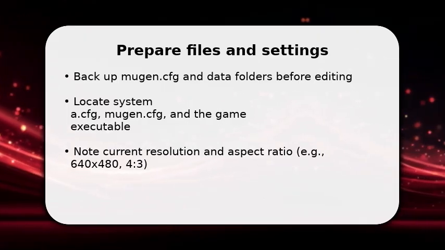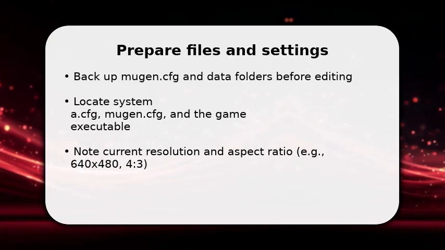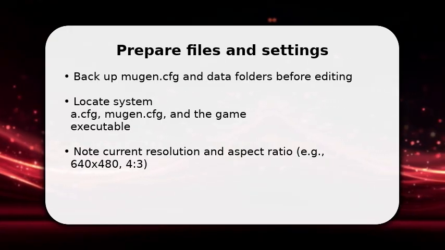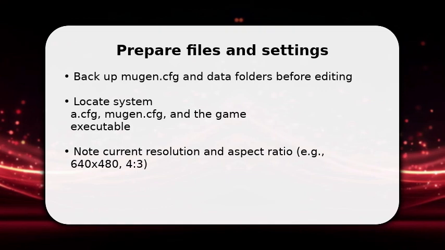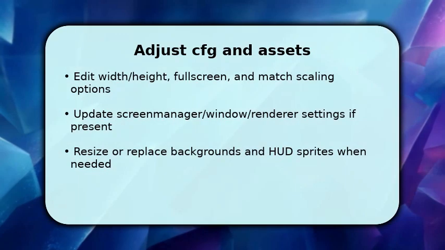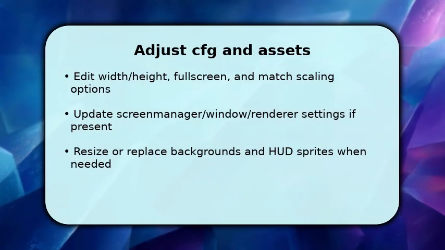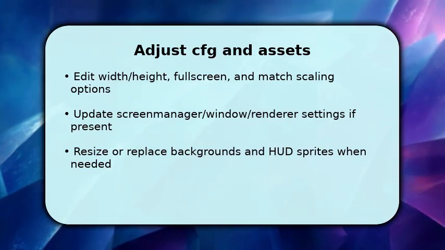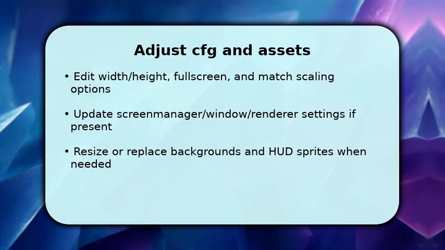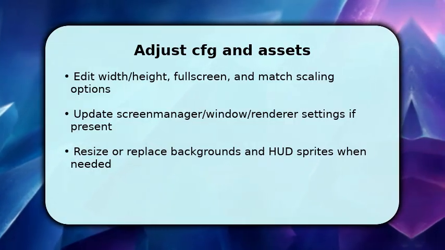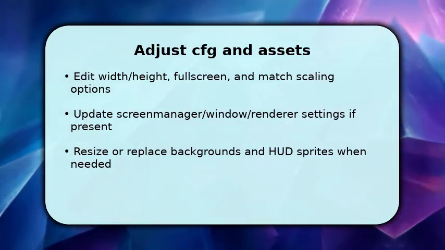Make the first practical changes to width and height fields, then save a test file named Mugen test.cfg to avoid breaking your main configuration. Now edit the numeric fields for width and height, set fullscreen equals 0 for windowed tests, then toggle back later. You must also inspect rendering flags, scale, allow stretch, and aspect correction, so sprites don't stretch oddly.